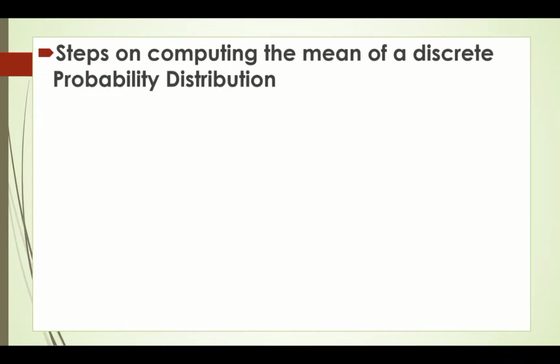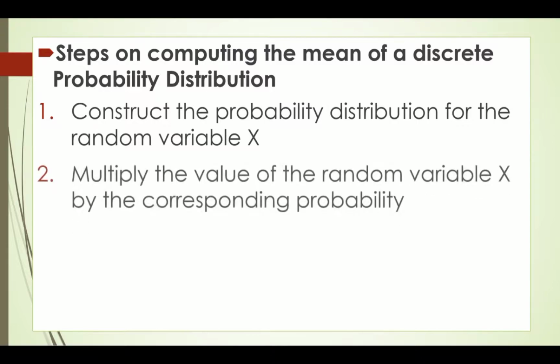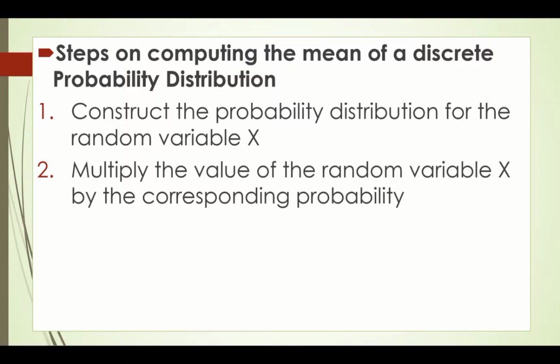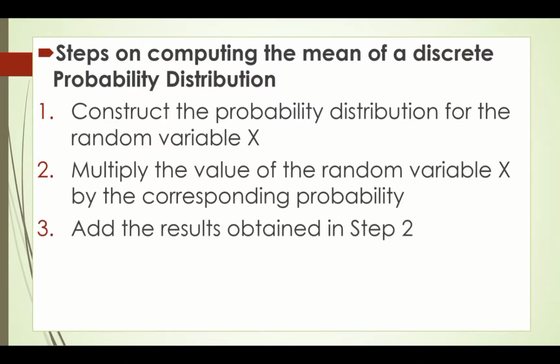Here are the steps on computing the mean of a discrete probability distribution. First, construct the probability distribution for the random variable x. Second, multiply the value of the random variable x by the corresponding probability. Then, add the results obtained in step 2.